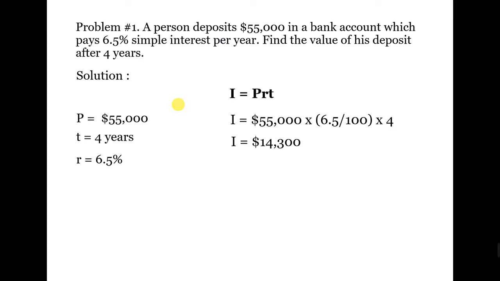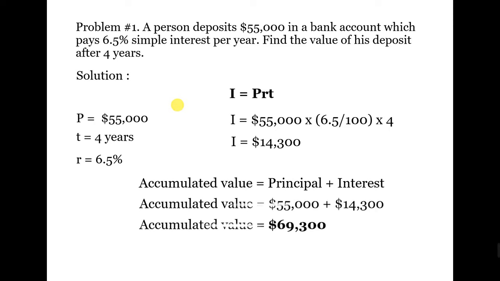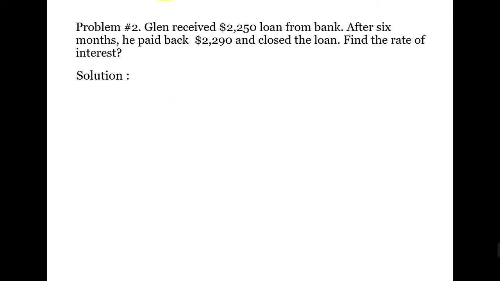Then we substitute the interest value and principal to the accumulated value formula to solve for the total deposited amount after 4 years. Then the result is equal to $69,300 and that is the total deposit after 4 years.